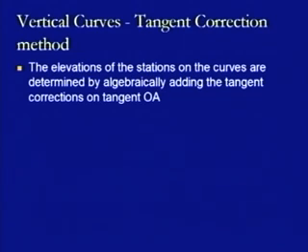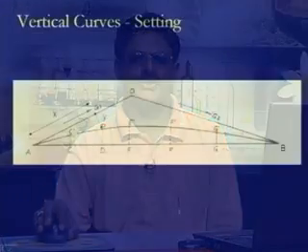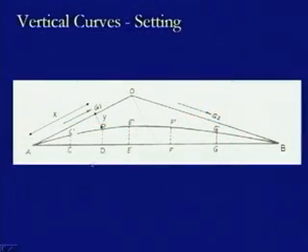The elevations of the stations on the curves are determined by algebraically adding the tangent corrections on tangent OA. So, this is how the elevations of the stations can be computed, and once we have got these elevations, then we can draw the curve in the field. This is a diagram which tries to define the same thing.